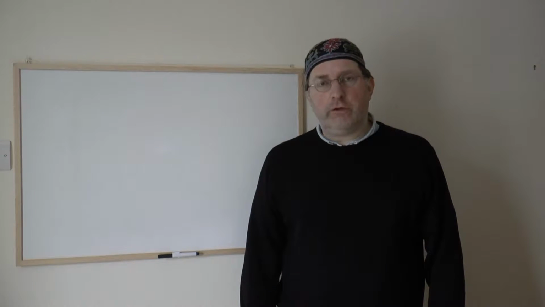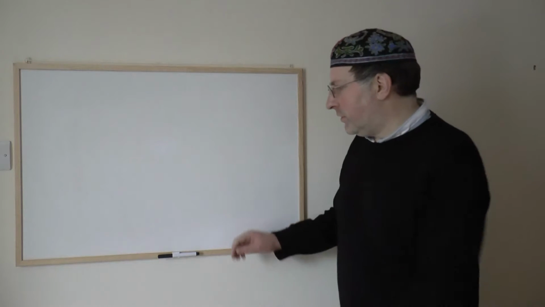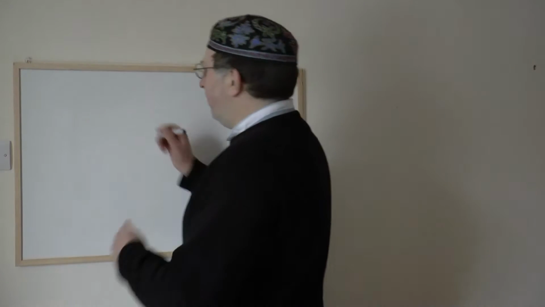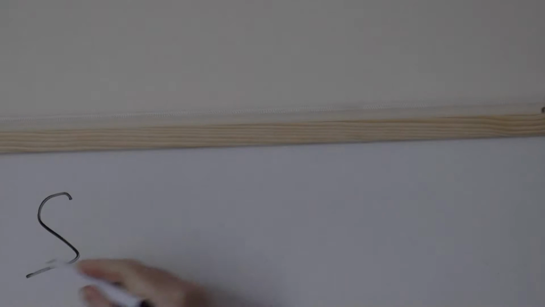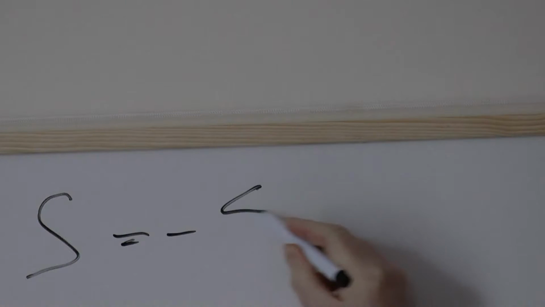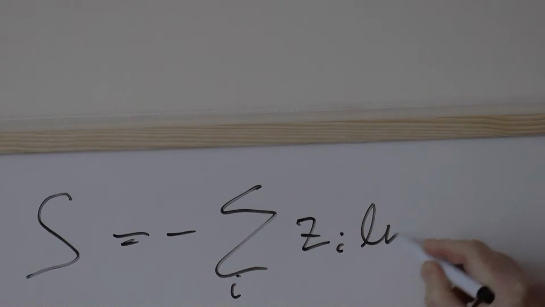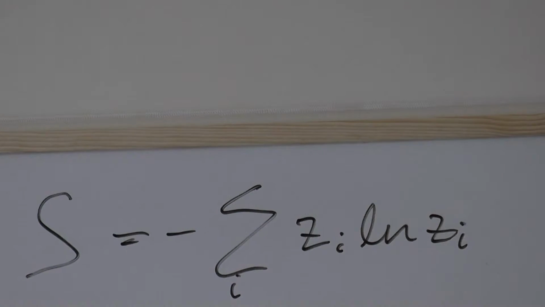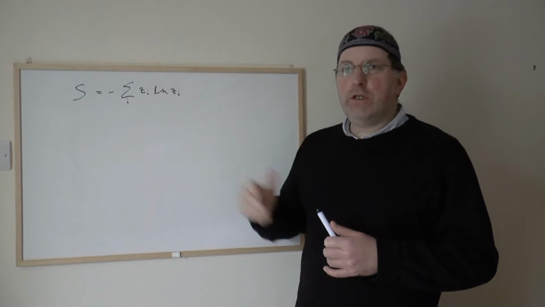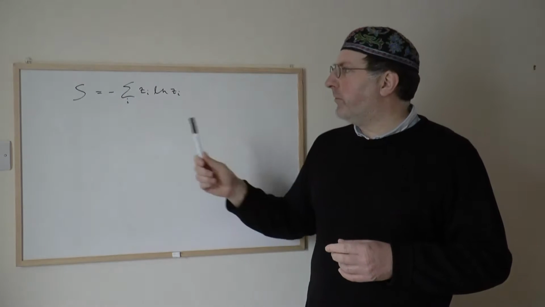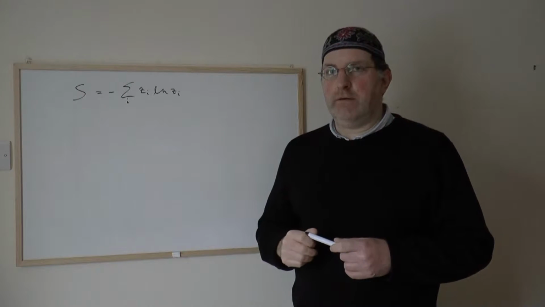However, I will briefly suggest the following entropy-style definition. We define scale, S, from the perspective of a particular person as equal to minus the sum of Zi log Zi, where Zi is the fraction of your time spent interacting with the ith other person. So it measures the diversity of social interaction from the perspective of a particular individual.